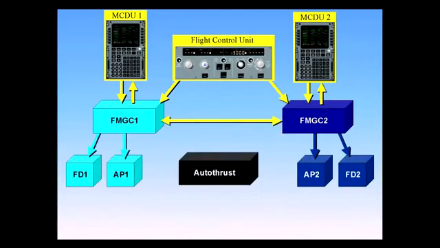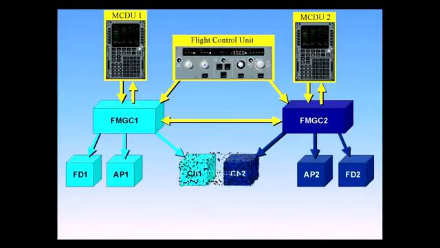Both FMGCs send commands to the autothrust system. The autothrust system has two channels, and depending on which FMGC is the master, the associated autothrust channel will be used. Now let's locate some of the most important components in the cockpit.